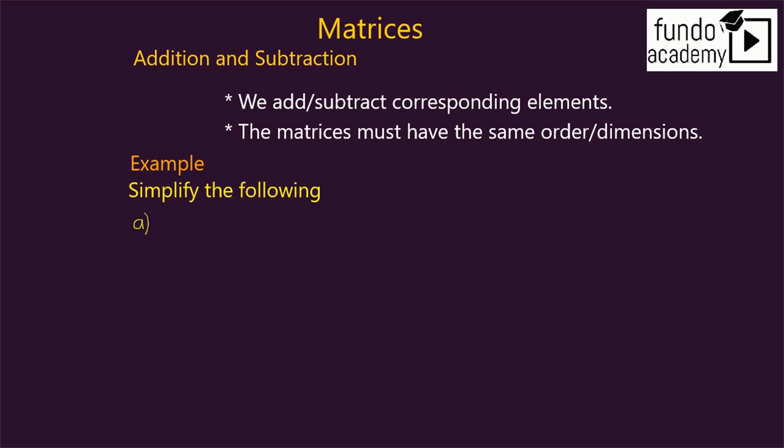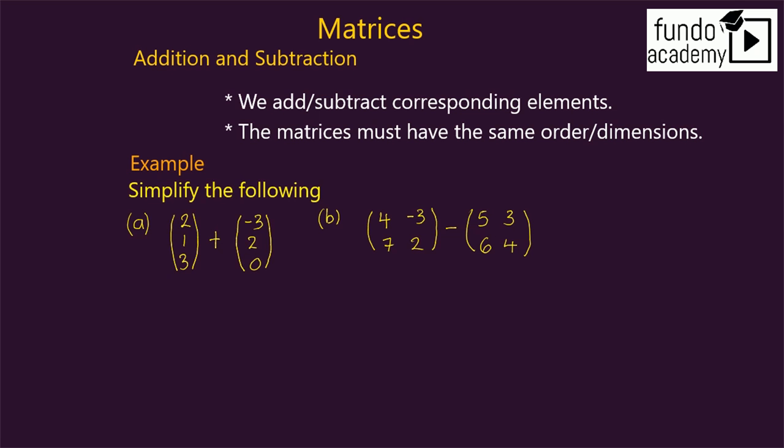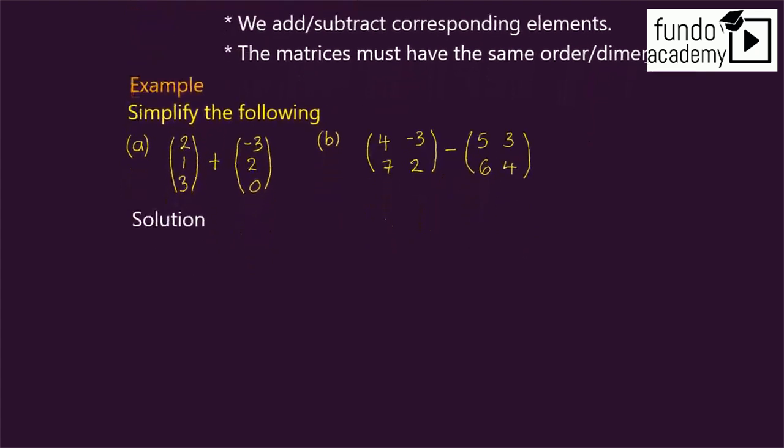Simplify the following. On A we have a 3 by 1 matrix, 2 1 3, plus negative 3 2 0, and on part B we have the 2 by 2 matrices. We have 4 negative 3 7 2 minus 5 3 6 4. So let's look at the solution.